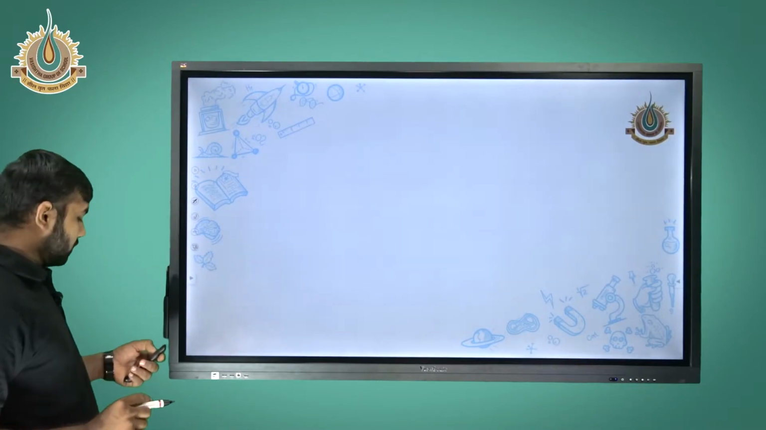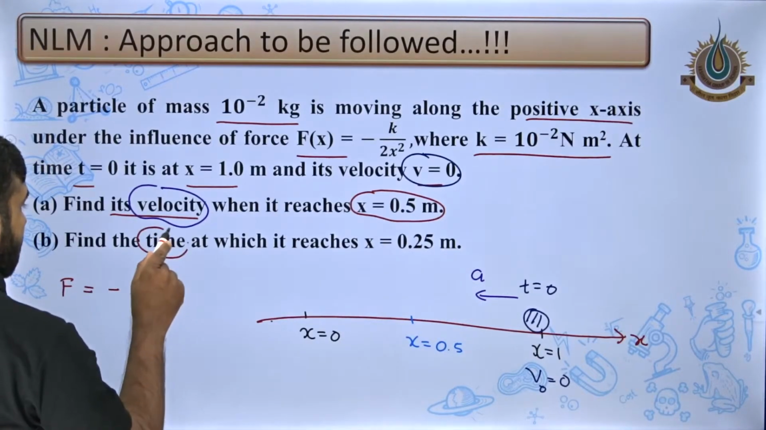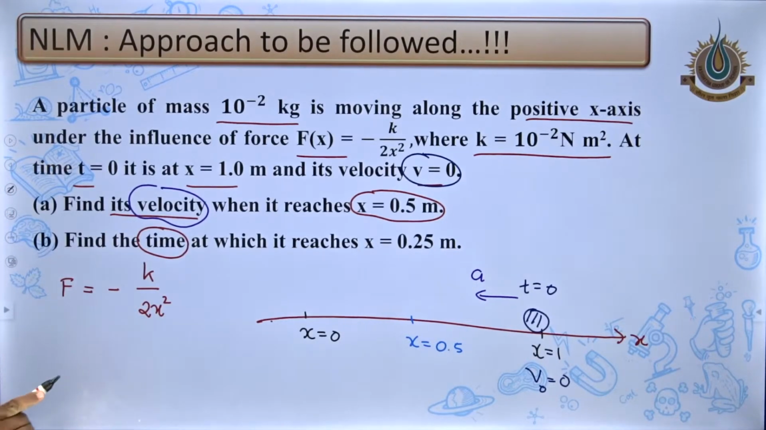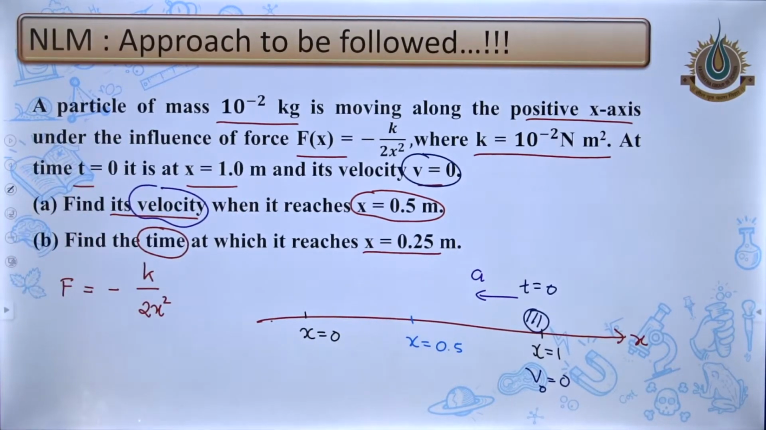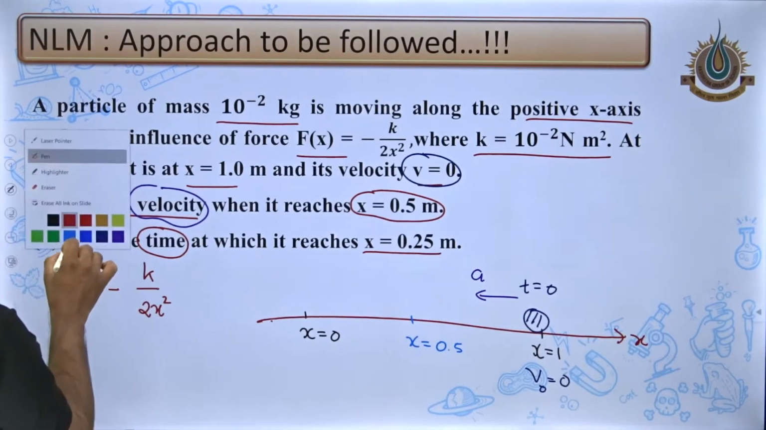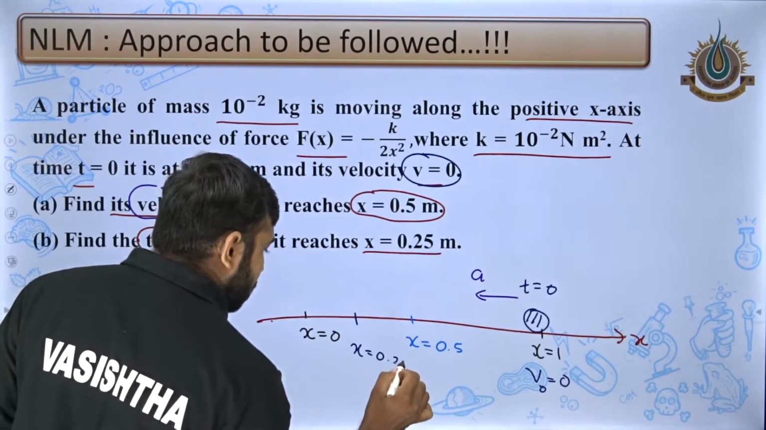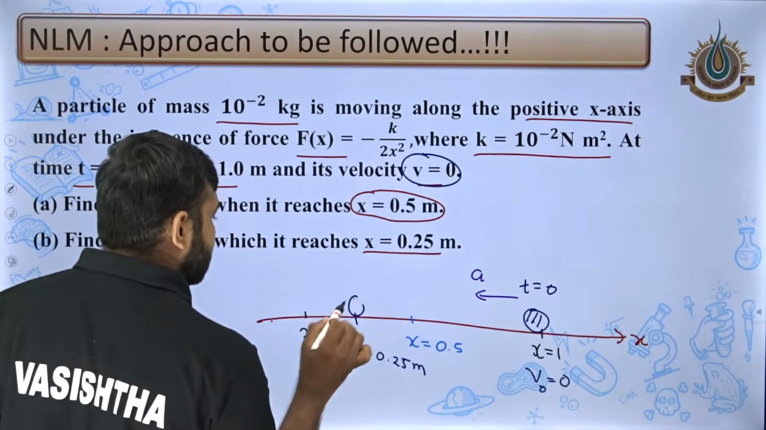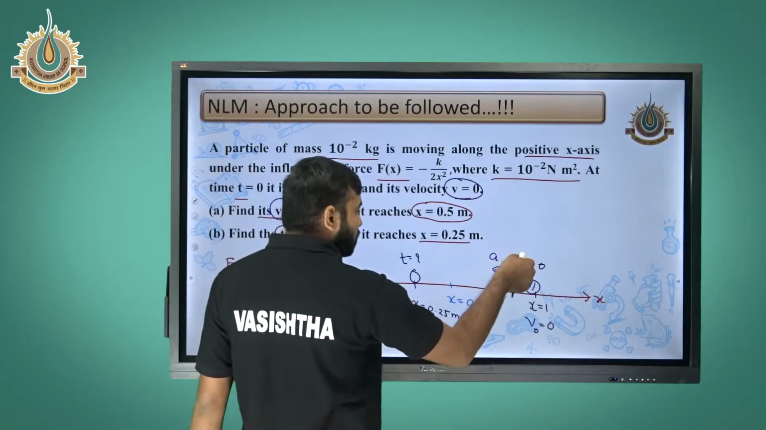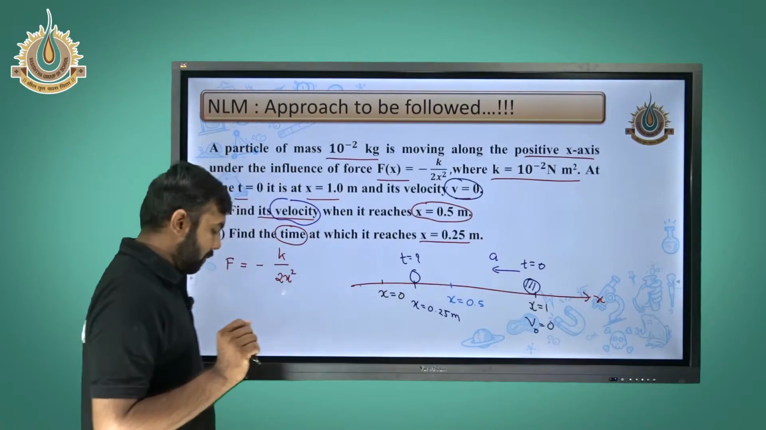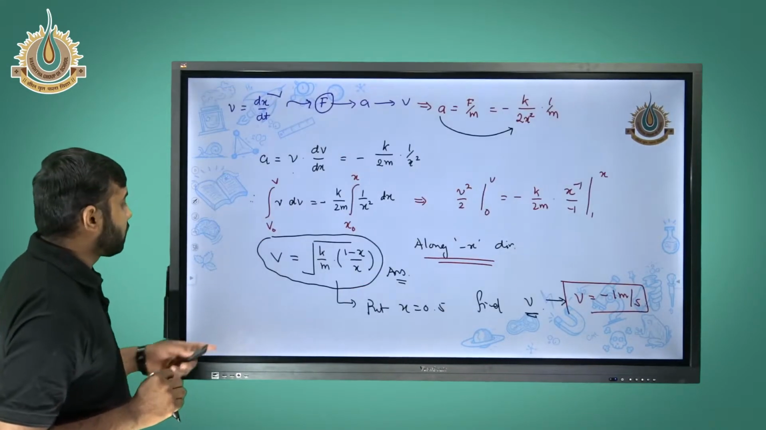Now what is the second problem? See, our second problem is find the time. You need the time, so find the time at which it reaches x is equal to 0.25 meter. Somewhere here it is x is equal to 0.25. When the particle reaches somewhere here, how much is the time? It starts the motion at t is equal to 0, and we find the time. So convert the velocity into time. You have this velocity equation.